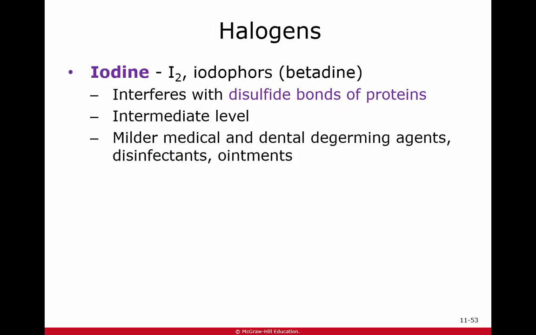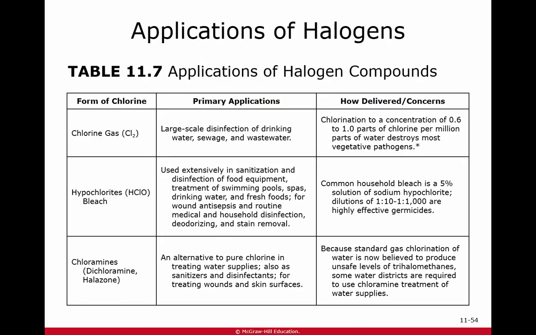They also mention iodine under the category of halogen. I know a lot of you, when you think iodine, you think Betadine because that's used a lot in healthcare. Again, this one deals with damaging proteins. It is intermediate, so it can be found on the surface of your skin, not internal. Again, it's used in a lot of medical fields, a lot of dental fields. It is a disinfectant, and so very good in that category.